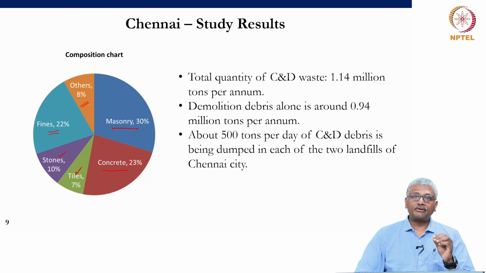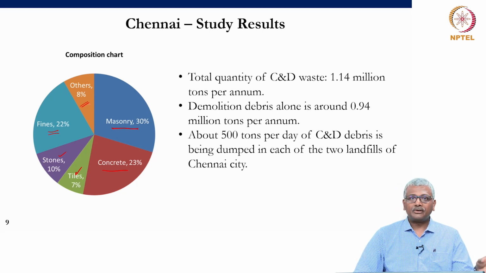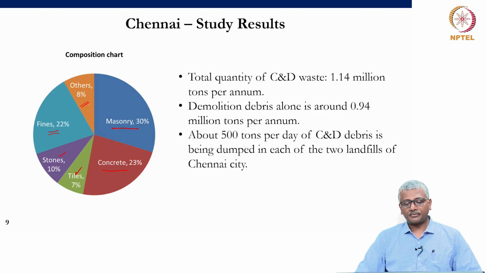The total quantity of C&D waste is about 1.14 million tons per annum. A significant quantity considering that these are only 2 dump yards. These are demolition waste that have been legally taken to these locations. You can imagine how much of the demolition waste in the city would be illegally taken to other locations and dumped. We do not have any way of actually quantifying that information. One needs to start developing strategies to quantify this information.